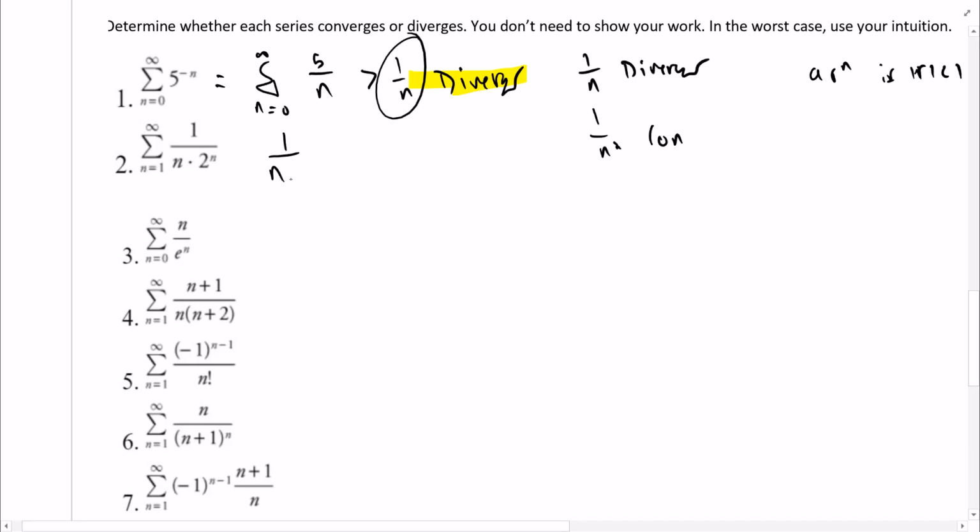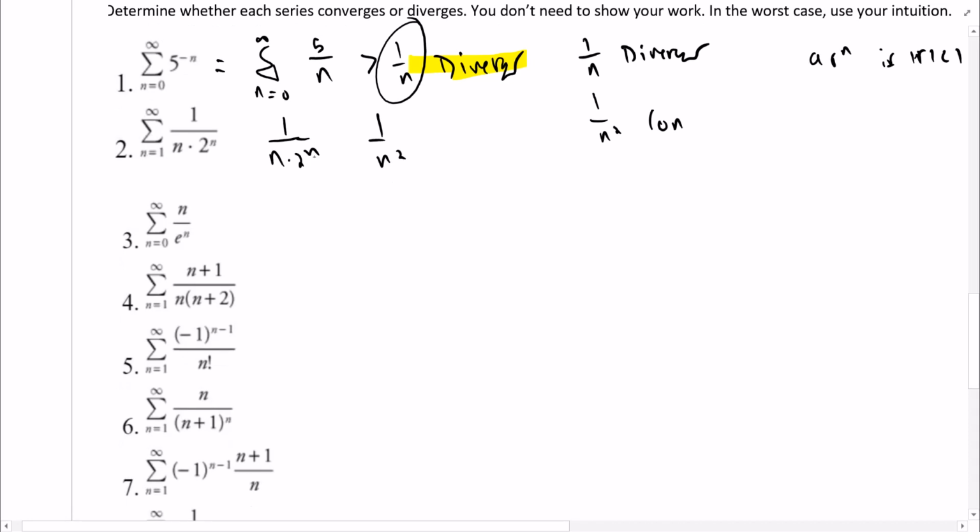1 over n times 2 to the n, right? Why don't we compare it to 1 over n squared real quick? Which one of these is going to be bigger? Well, raising a thing to the 2n power is bigger, which means you're dividing by a bigger number, which means this one is less than that one, which means this one converges, because this has got to be smaller than that. 2 to the n power is bigger than n squared.